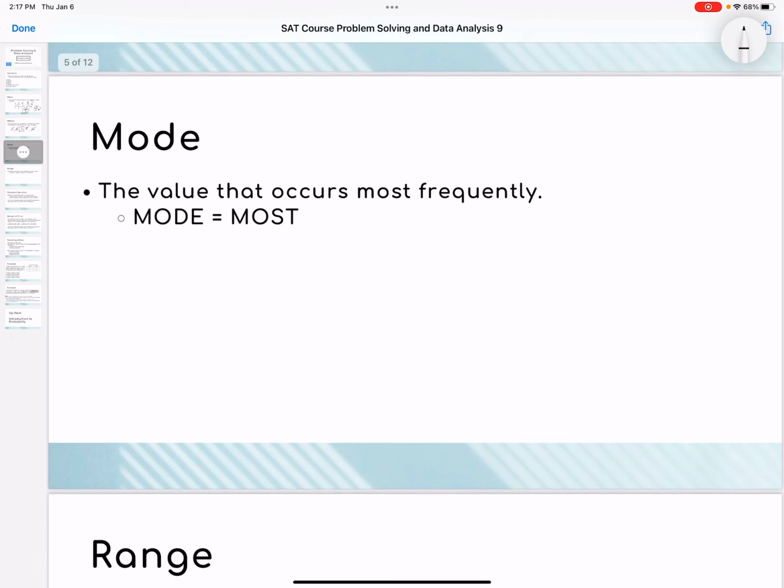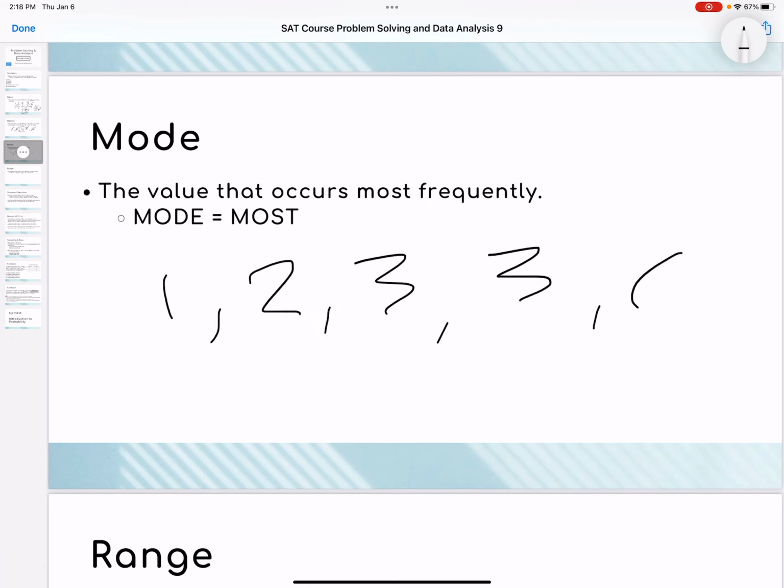The mode is the value that occurs most frequently in a data set. So I have it as mode equals most, right? That's always the way I remembered it as a student. So again, if we have that same data set, 1, 2, 3, 3, and 6, we see which number occurs most frequently. You guessed it, 3. So 3 is also our mode in this case.